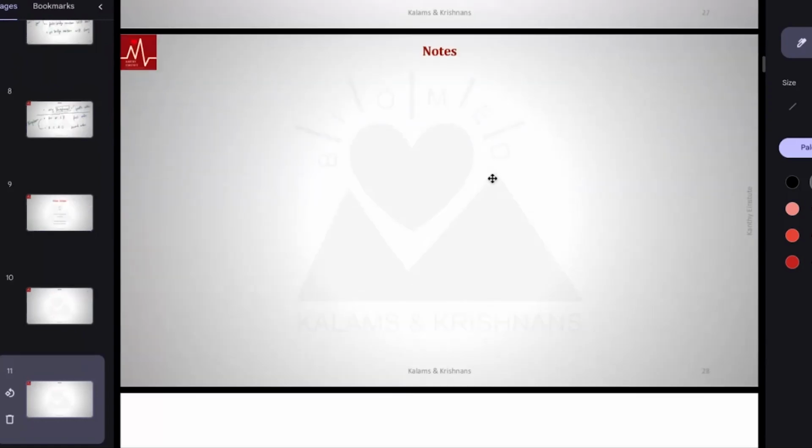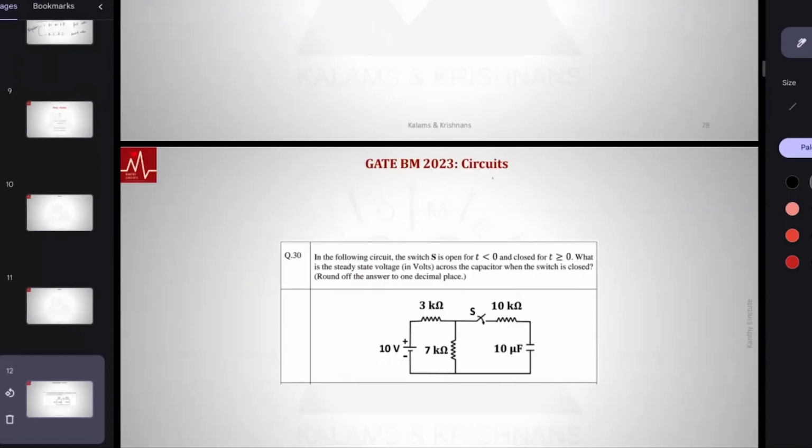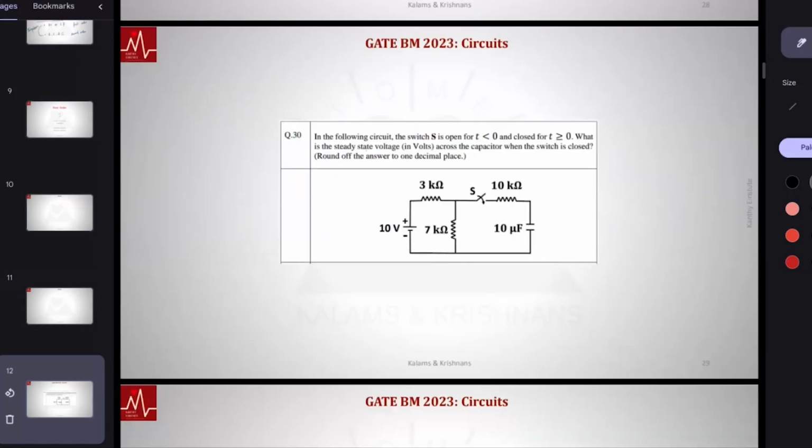First, let's look at the first question. The following circuit: the switch S is open for t less than 0, and closed for t greater than or equal to 0. What is the steady state voltage across the capacitor when the switch is closed? Suddenly the switch closes. What you have initially is a transient circuit. Steady states and transients. Let me tell you the basic theory relevant to this.